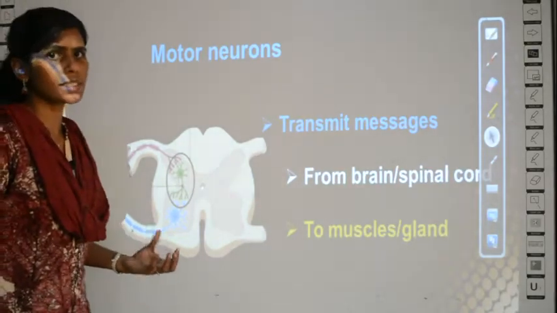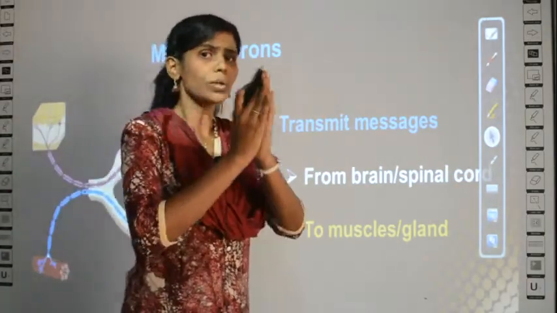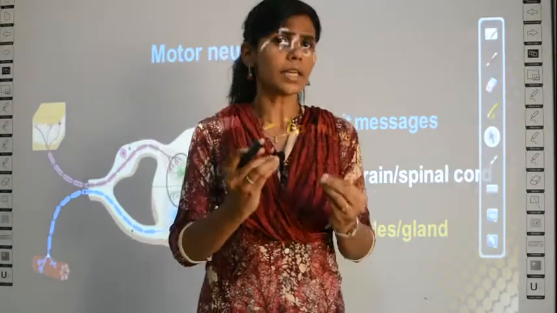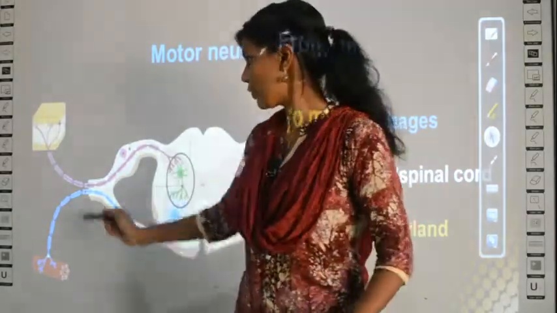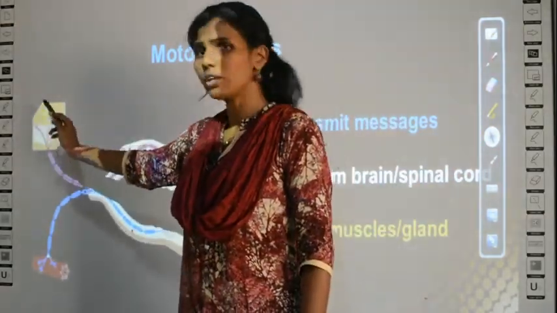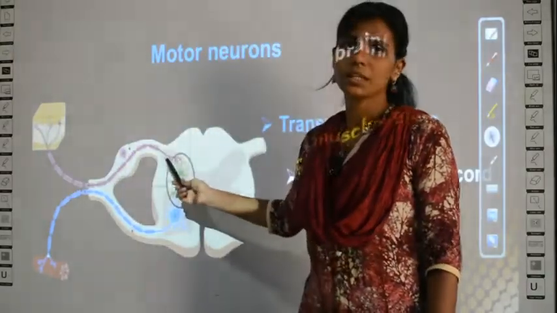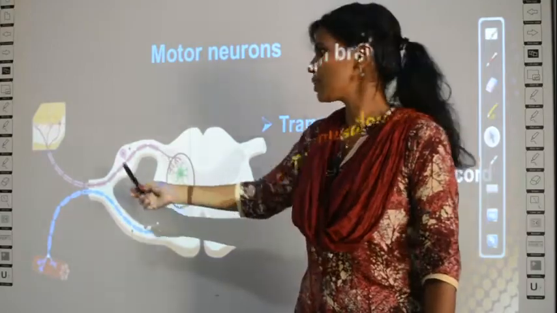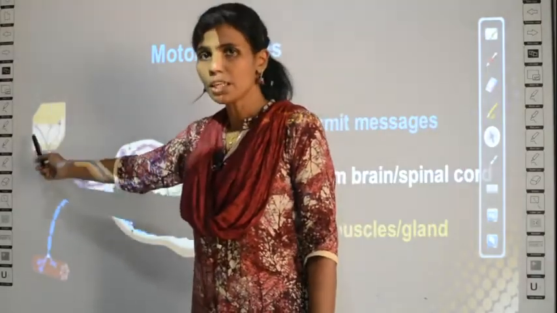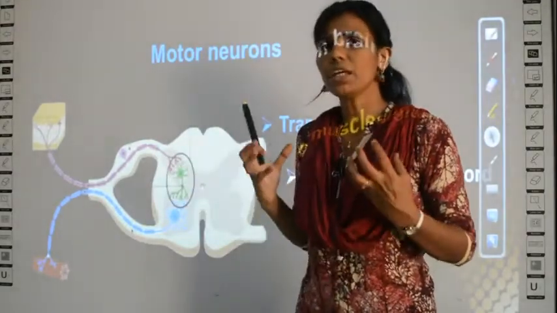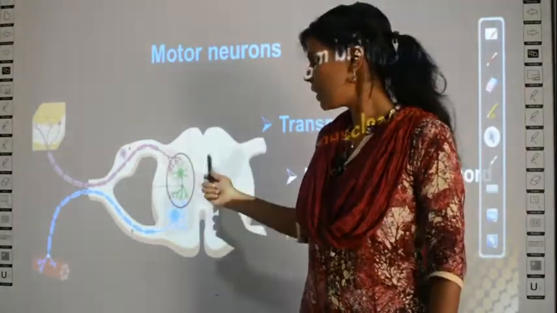Why to the muscles? Say for example, you touch a hot object. When you touch a hot object, the sensory neurons of your body will tell the brain that the object is hot. Clear? So, the sensory neurons will carry the message to the brain that something is hot.